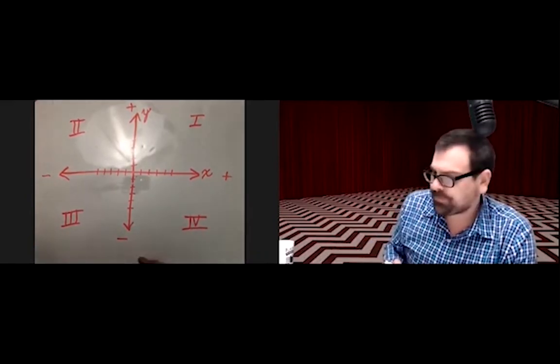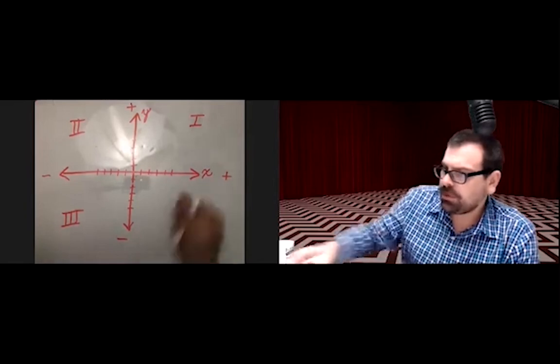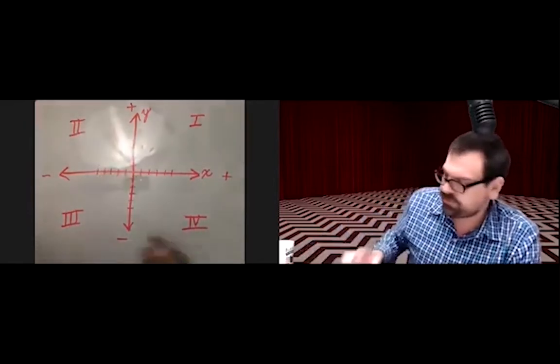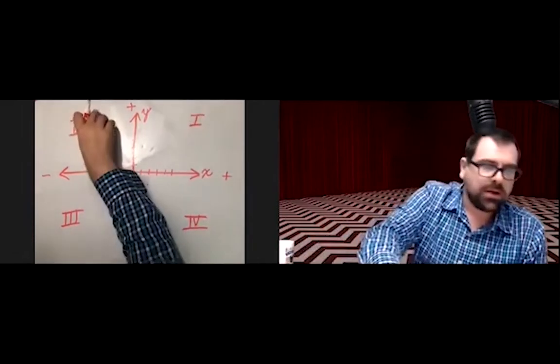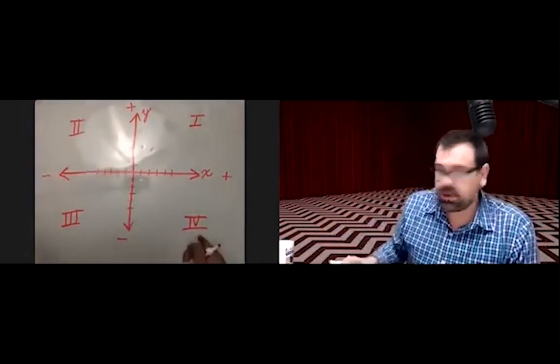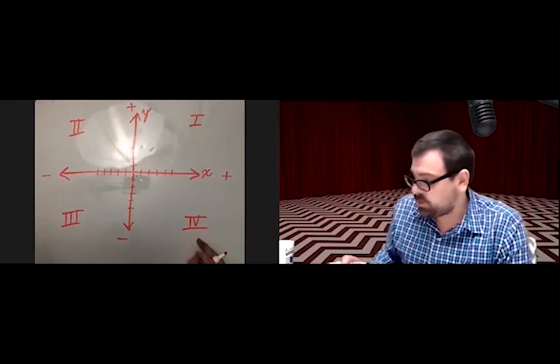Okay. And we use Roman numerals. I, II, III, IV. Quadrant III is lower left. Quadrant I is upper right. Quadrant II is upper left. Quadrant IV is lower right.